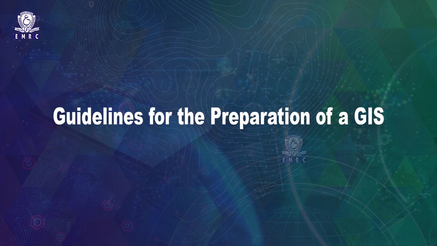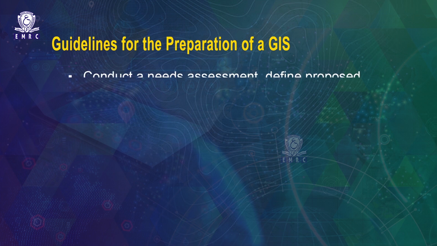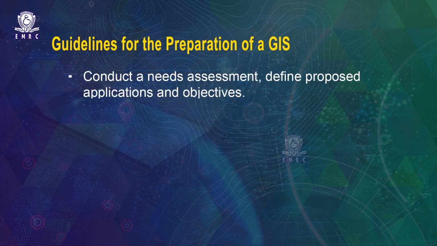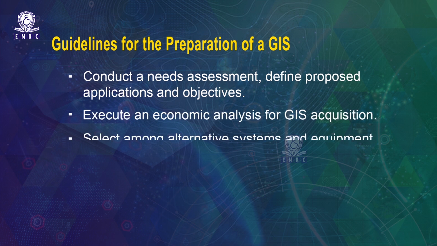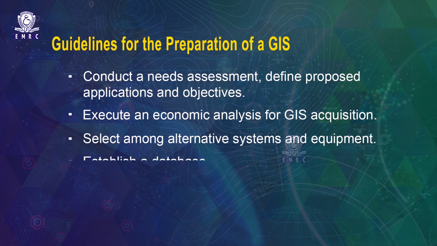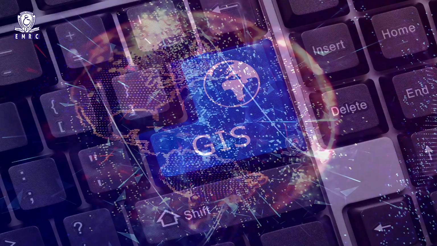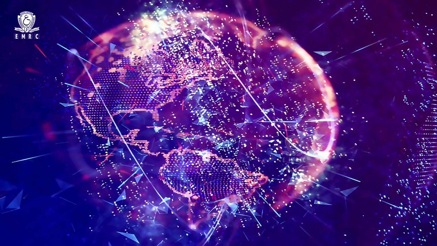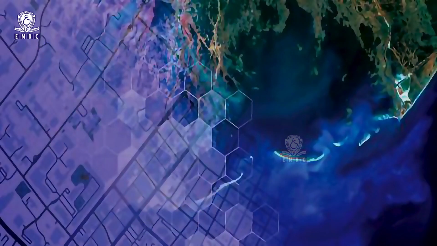Guidelines for the preparation of a GIS. Preparing a GIS involves the following: conduct a needs assessment, define the proposed application and objective, execute an economic analysis for GIS acquisition, select among alternative systems and equipment, and establish a database. The benefits of a GIS may be so compelling that the decision to acquire a system can be made with little hesitation. In most cases, however, the decision can only be reached after a thorough analysis.